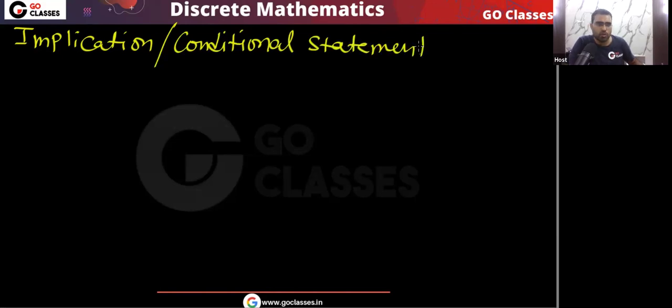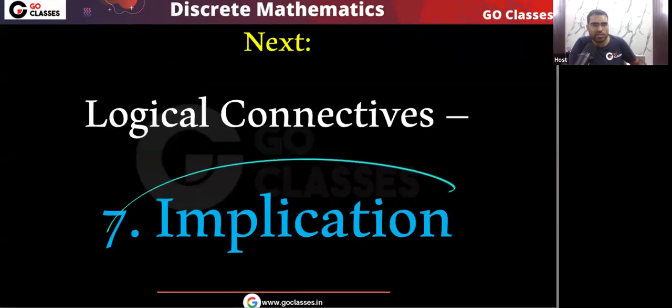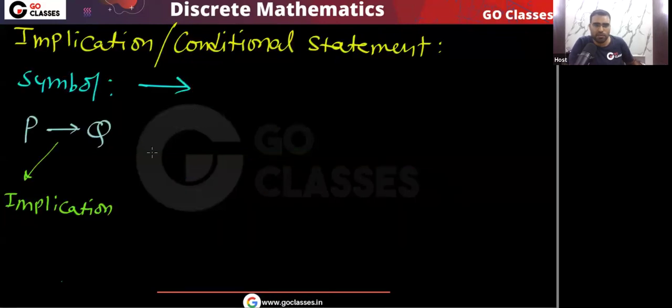Okay, so let me first tell you about the symbol. What is the symbol? This is the implication symbol. When we write P, this symbol means implication. This is the symbol of implication, because our next logical connective is implication.